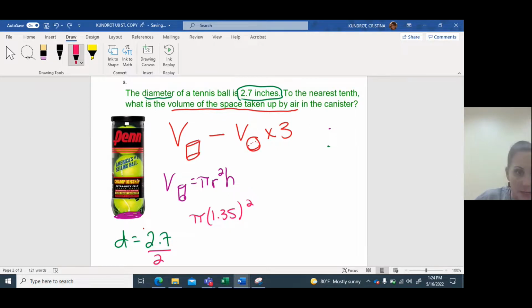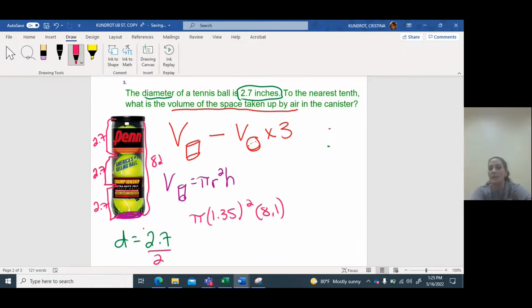So what we can do here is we have one tennis ball, so I'm going to go ahead and label this as 2.7. We have another tennis ball, so there's another 2.7. And of course, a third. So to figure out the height of this entire canister, all that we are going to do is 2.7 times 3, which is going to get us 8.1. So where I see H, I am now going to put 8.1.